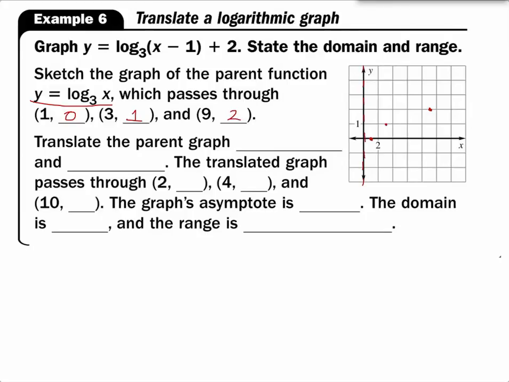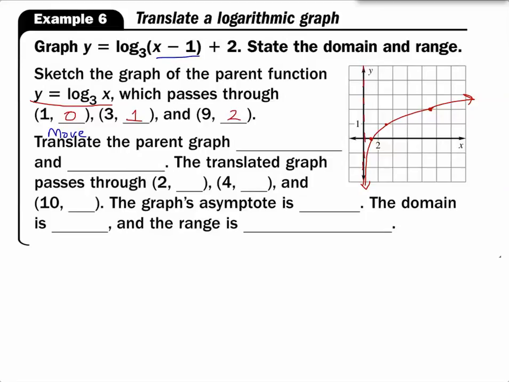And then arrows on the end of the graph, please, please. Okay. Now, translate the parent graph. It does not mean change the language. It means move. Move the parent graph. Check this out.